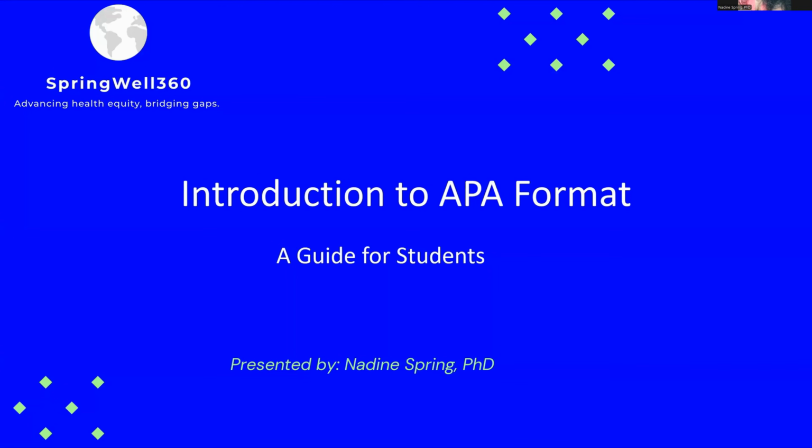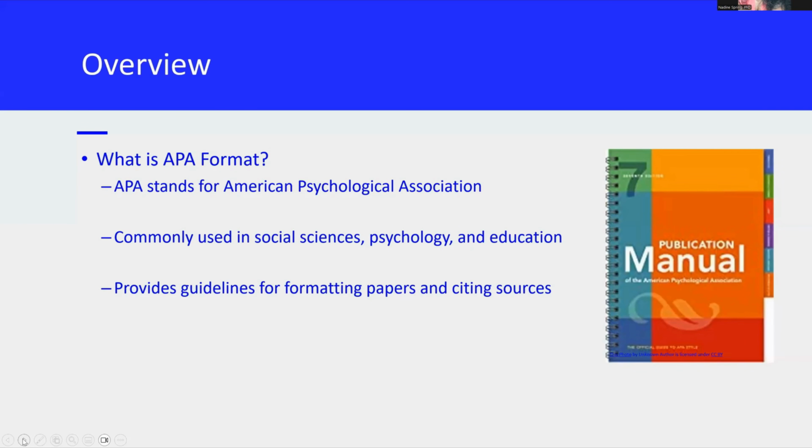So I'll start by diving into an overview of what we'll be covering. Let's begin with an overview of what APA format is. APA stands for the American Psychological Association. This formatting style is commonly used in the social sciences, psychology, and education. APA format provides a standardized set of guidelines for formatting papers and citing your sources. And by following these guidelines, you'll be able to ensure that your work is professional, it's credible, and it's easy for others to read and to understand.